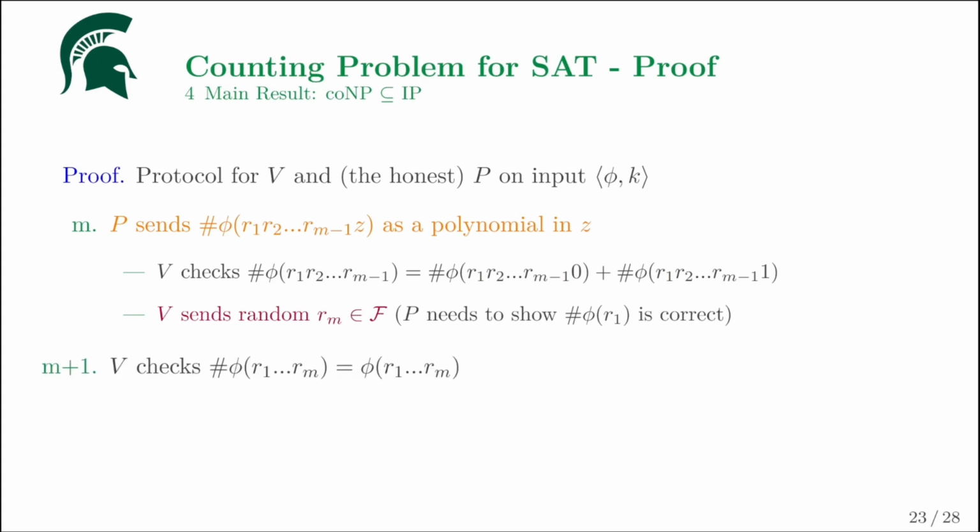At the end of this recursion, after all variables have been fixed, the verifier now checks the final claim directly. If all previous consistency checks have passed, and this final evaluation agrees, the verifier will accept, otherwise it will reject.